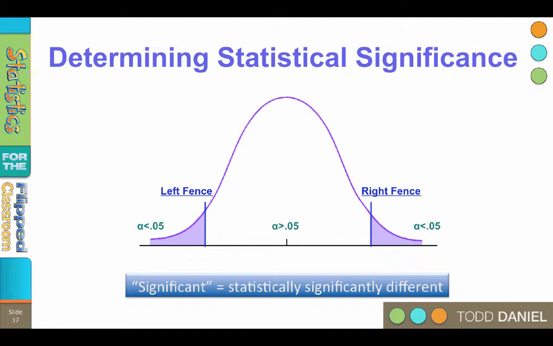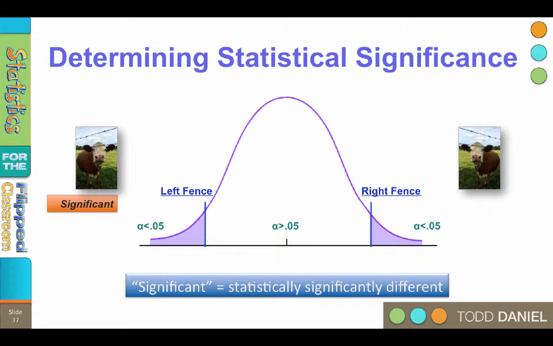We will be using that term significant very often. So it's important that you know how to interpret when results are significant. The word significant is an abbreviated way of saying statistically significantly different. So significant means outside of the fence. If your sample mean is outside of the left fence, the results are significant. The sample mean is different than the population mean.